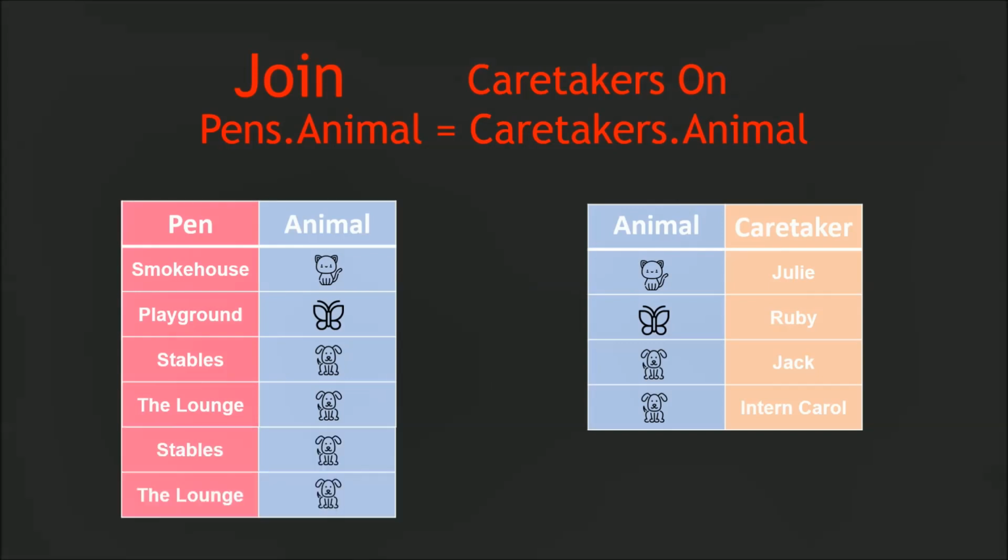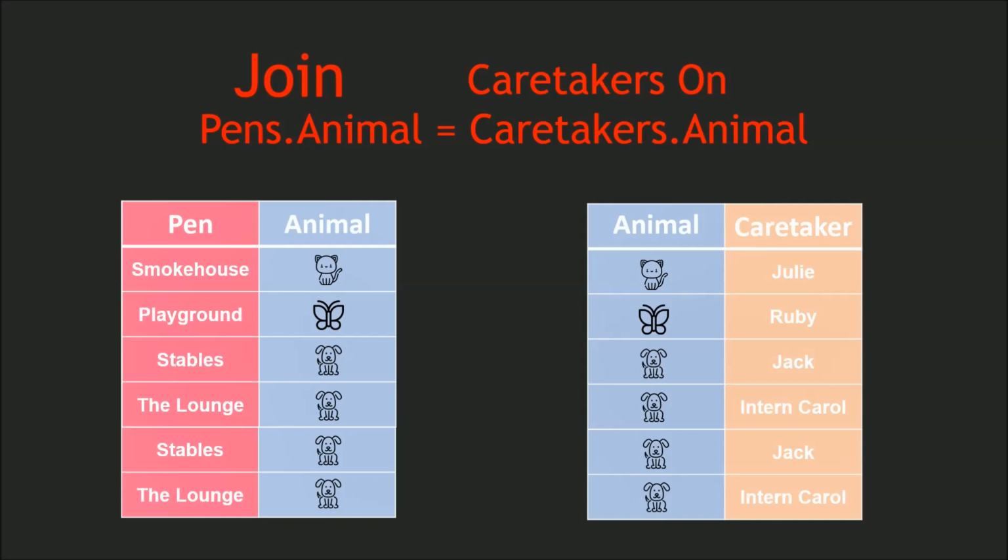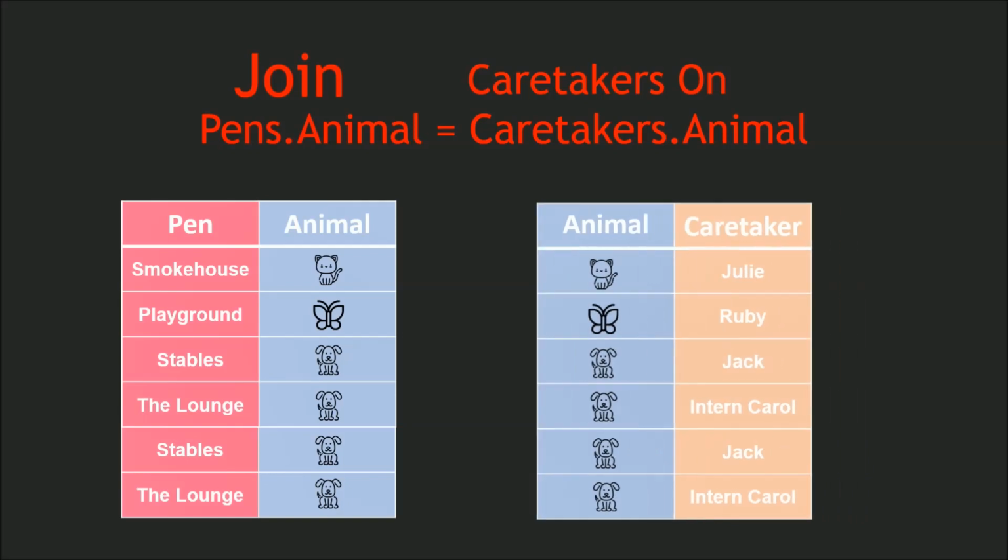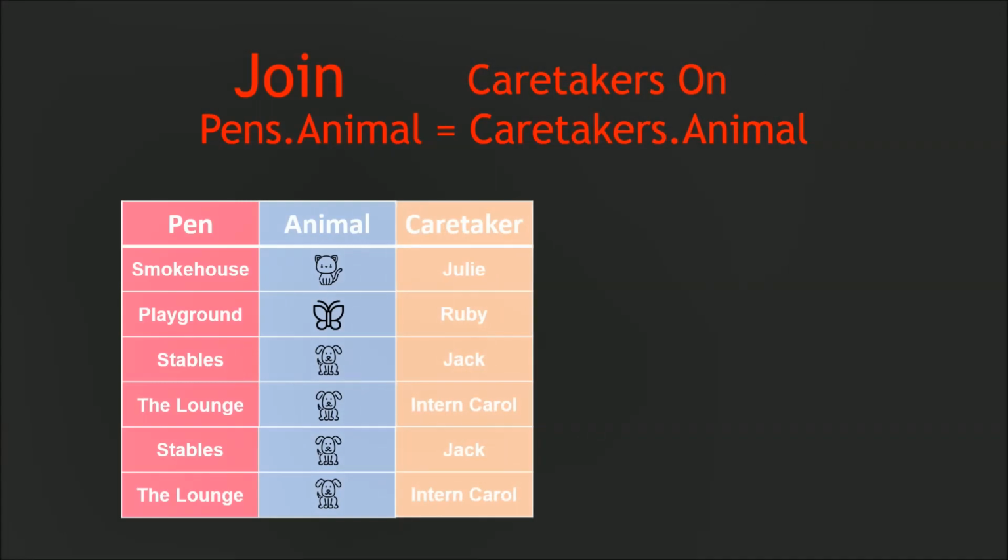So what we're going to do is add the additional duplicates to the pens column, and that also gets added to the caretakers column. Now we can finally do the join, and the result actually describes the situation very well. That's exactly what we wanted, and this is the correct result.